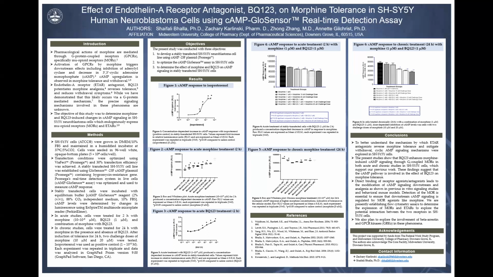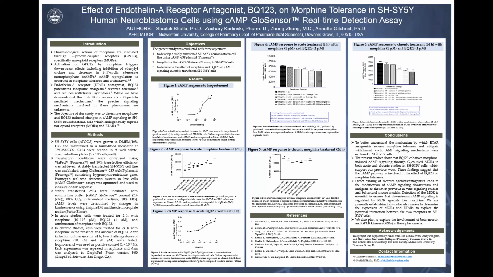effects on morphine. So in the present study, we used neuroblastoma SHSY5Y cells, which express both the mu opioid receptor as well as the endothelin-ETA receptor. We created a stably transfected cell line using the cAMP-GloSensor plasmid for cyclic AMP, the cyclic AMP23F plasmid specifically. And after a series of transfection optimization and after the stable pool of cells were created and maintained, we further then optimized the GloSensor real-time cyclic AMP detection assay in these cells.